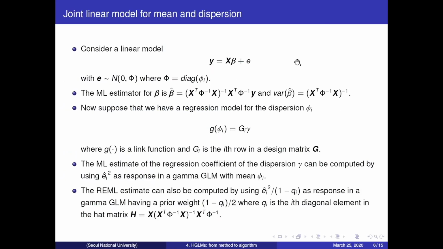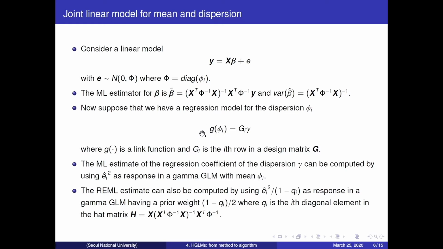To join linear models for mean and dispersion, we can consider a linear model like y equals X beta plus e, with e following a normal distribution with mean 0 and variance C, where C is diagonal with elements Ci. The maximum likelihood estimator for beta is beta hat, which is (X transpose C inverse X) inverse times X transpose C inverse y.